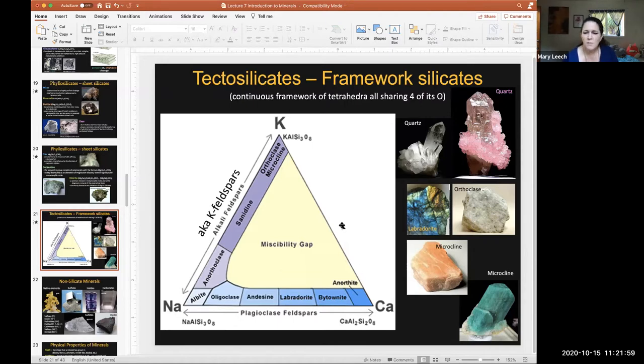This diagram is called a ternary diagram, because there are three corners. It represents potassium, calcium, and sodium on each of its corners. It represents the mixing of those elements, those ions: potassium, sodium, and calcium. And each corner, like this corner where it says anorthite, is just the name we give the feldspar that has 90% to 100% calcium and less than 10% sodium.